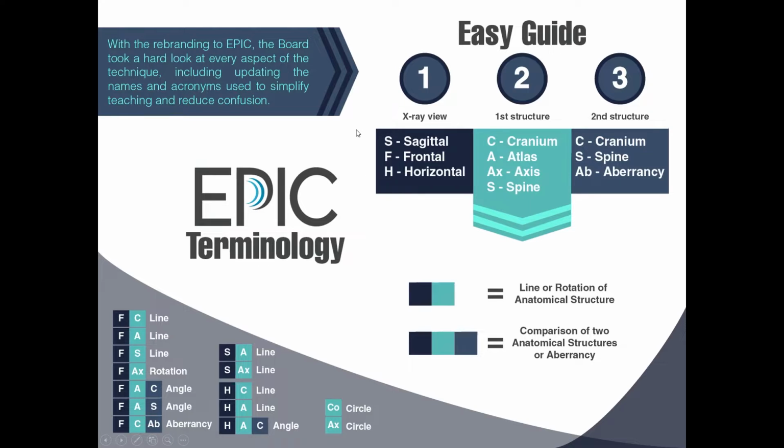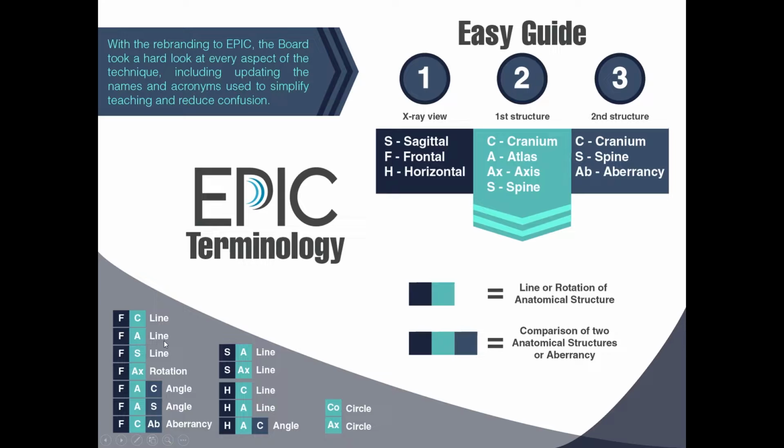You can see that with the sagittal, frontal, horizontal. The next acronym is a structure, and if it ends at that point, then it is just a line or a rotation. If it has all three, then you're looking at some sort of comparison or an angle. So when you say FC line, that's going to be your frontal cranium line. Your FA is going to be your frontal atlas line.